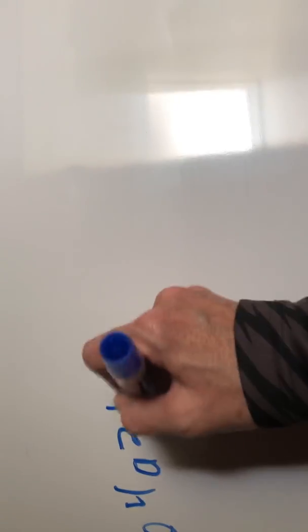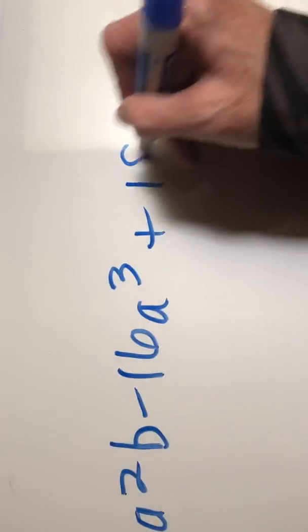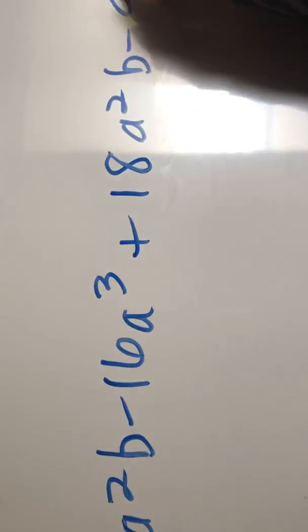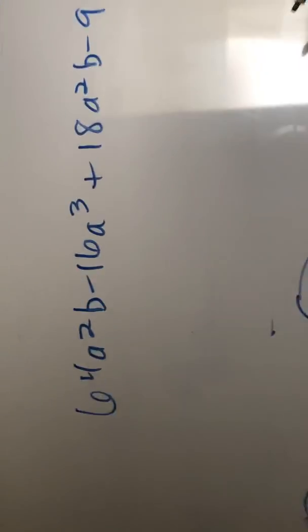Okay, and then let me show you, there are going to be times when you factor by grouping and all you can do is take stuff out of the first two, take stuff out of the second two, and then you can't do anything else. So let me show you this one just to show you that.